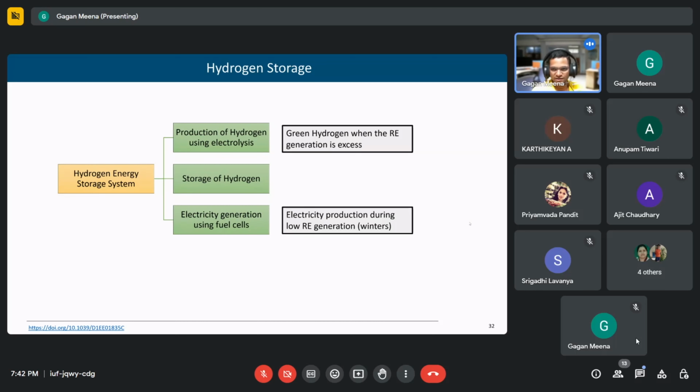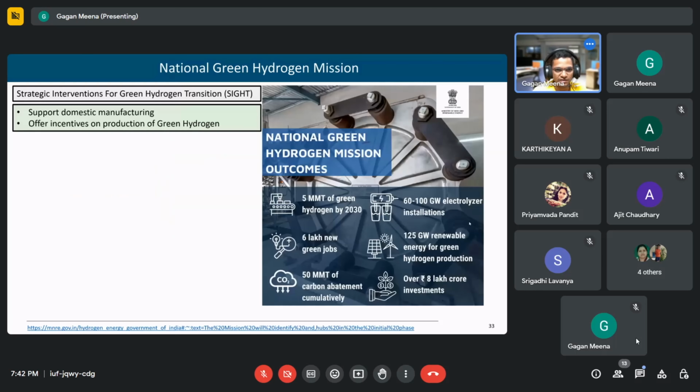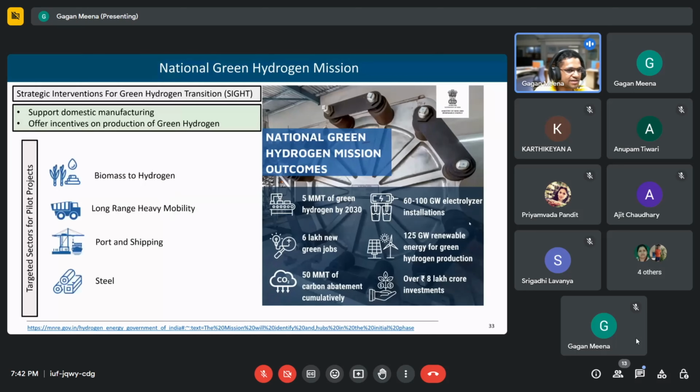Now I think I have one slide here. The next slide. This is the National Green Hydrogen Mission of the Indian government. They want to support domestic manufacturing of hydrogen. That's why they are providing incentives for green hydrogen production, and many companies are now coming up with green hydrogen plants. Several industries need this hydrogen, and they can use that.